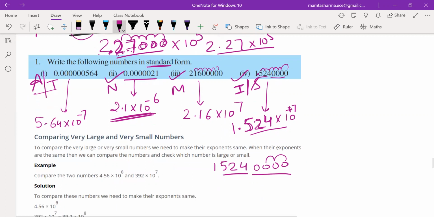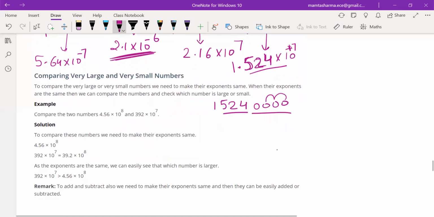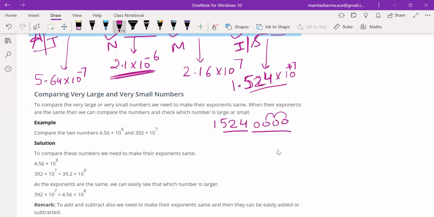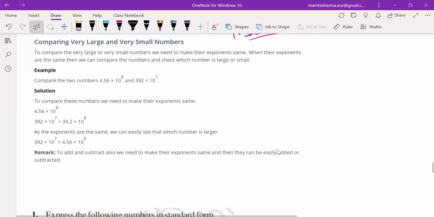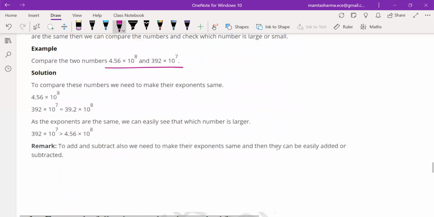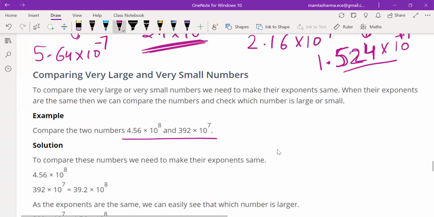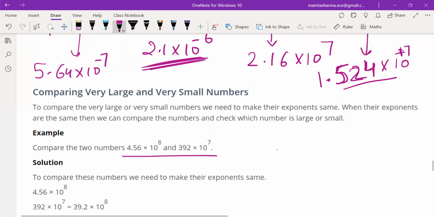Okay, so I think this is clear for everyone, how to convert any number into exponent form. Now we will see how to compare very large and very small numbers. How do you compare two numbers in exponent form? If I have two numbers, 4.56 into 10 to the power 8 and 392 into 10 to the power 7, which number is larger? How would you compare?